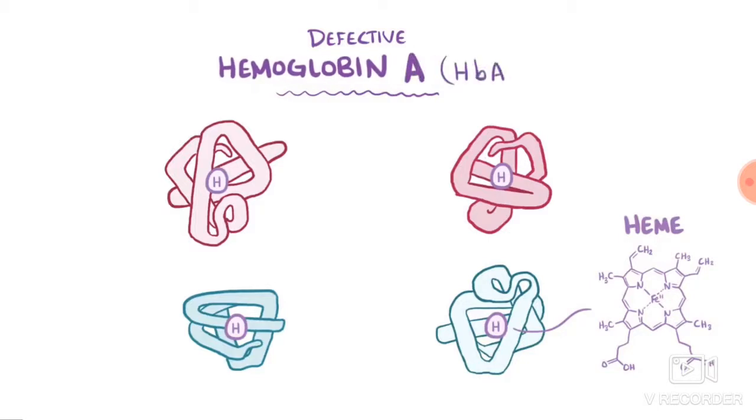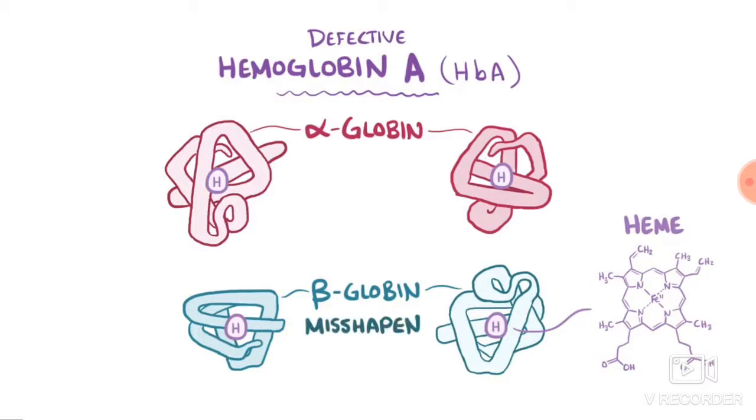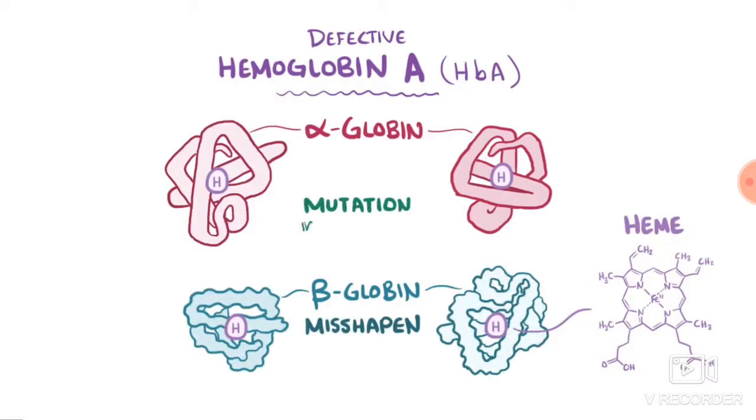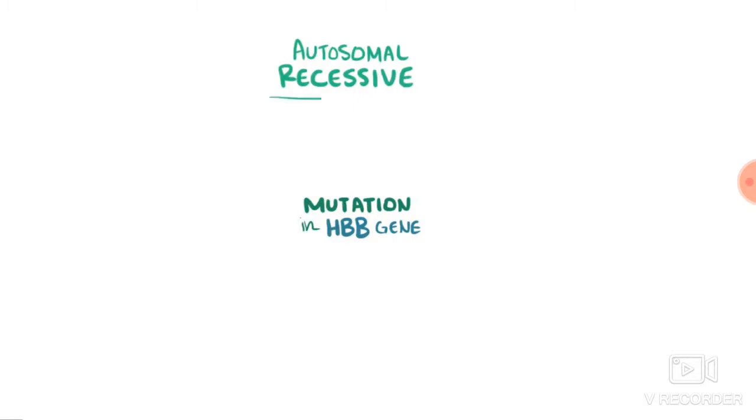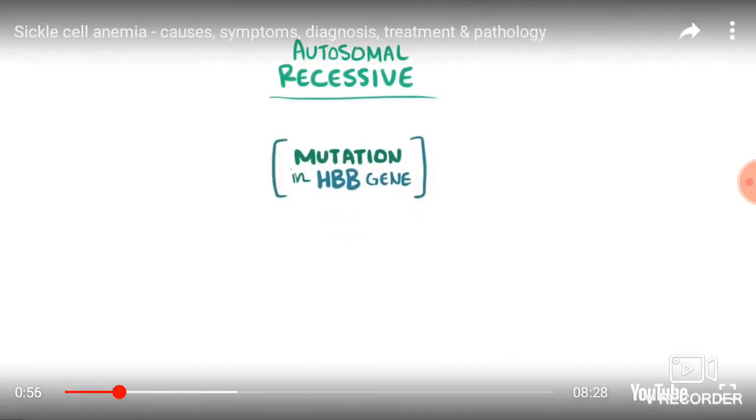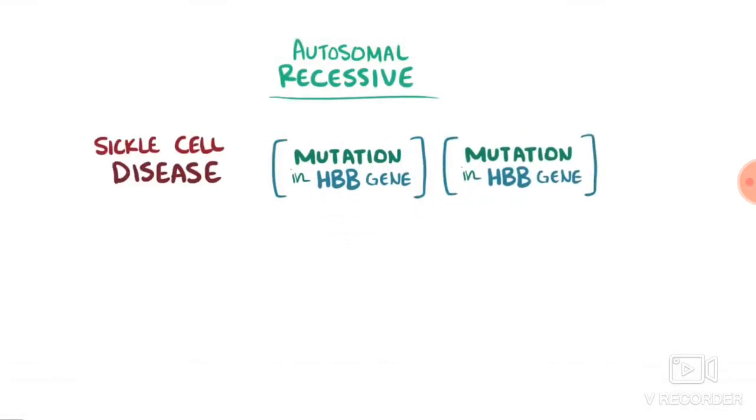Hemoglobin A, or HbA, made up of 2 alpha-globin and 2 beta-globin peptide chains, is the primary hemoglobin affected in sickle cell. Specifically, the beta-globin chains end up misshapen. This is because of a mutation in the beta-globin gene, or HBB gene. Sickle cell is an autosomal recessive disease, so a mutation in both copies of the beta-globin gene is needed to get the disease.